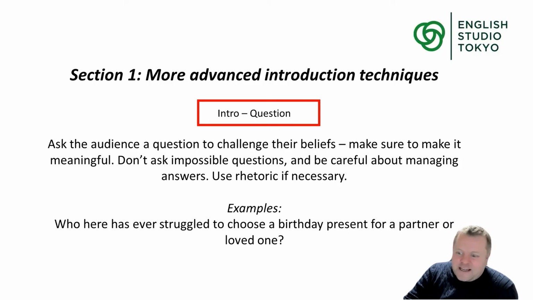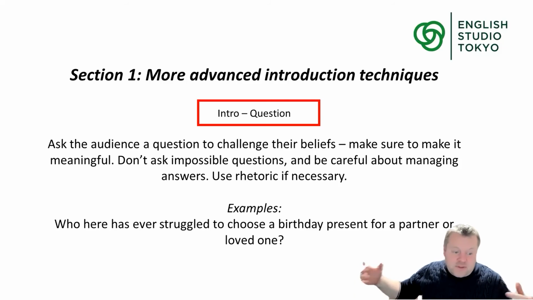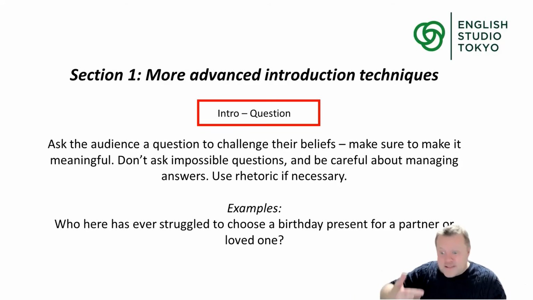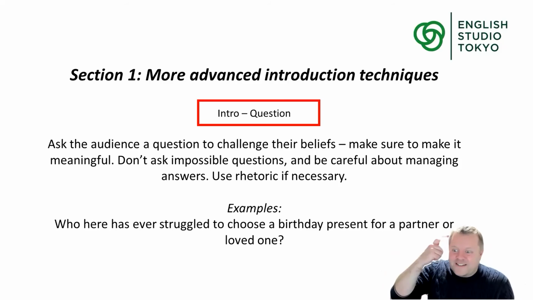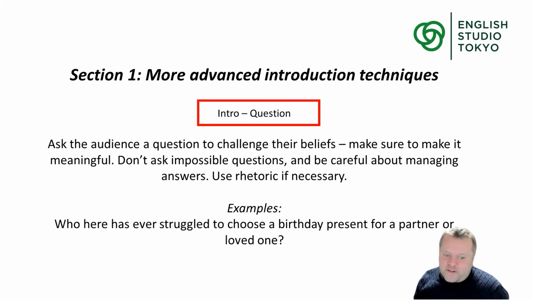This one here. I mean, again, it works because it's understandable. It's common. It's a common problem. It helps the audience guess what the presentation might be about. So if you heard this question, who here has struggled to choose a birthday present for a partner or a loved one? I mean, everybody watching this webinar today is probably thinking right now, oh God, yeah. Every year, every birthday, oh God. So again, it brings people together.